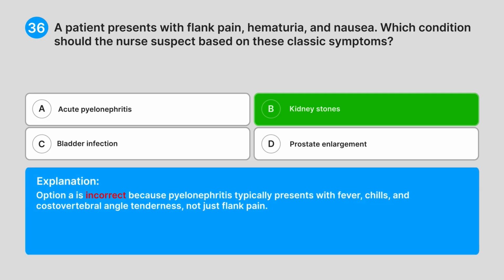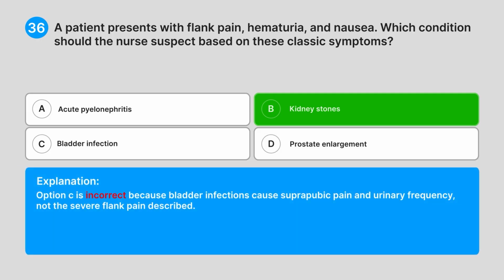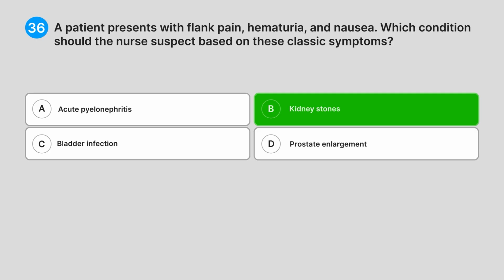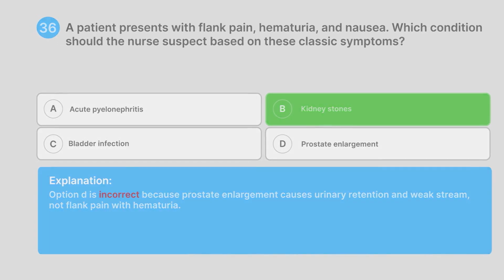Option A is incorrect because pyelonephritis typically presents with fever, chills, and costovertebral angle tenderness, not just flank pain. Option C is incorrect because bladder infections cause suprapubic pain and urinary frequency, not the severe flank pain described. Option D is incorrect because prostate enlargement causes urinary retention and weak stream, not flank pain with hematuria.